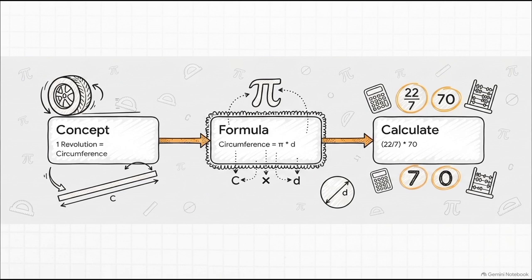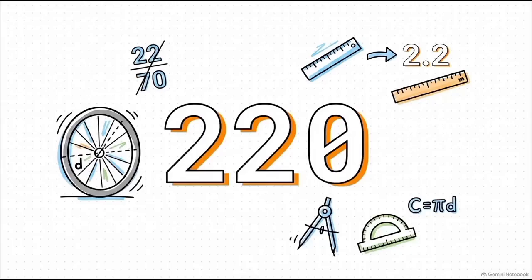Step 3, plug in the numbers. We'll use 22/7 for pi to make the math super clean, multiplied by our diameter of 70. Look at how beautifully this works out. The 7 in the denominator cancels right into the 70, leaving a 10. 22 times 10 gives us our final distance, 220 centimeters.